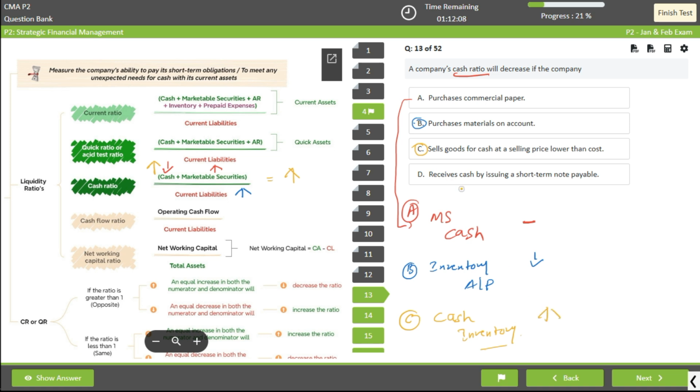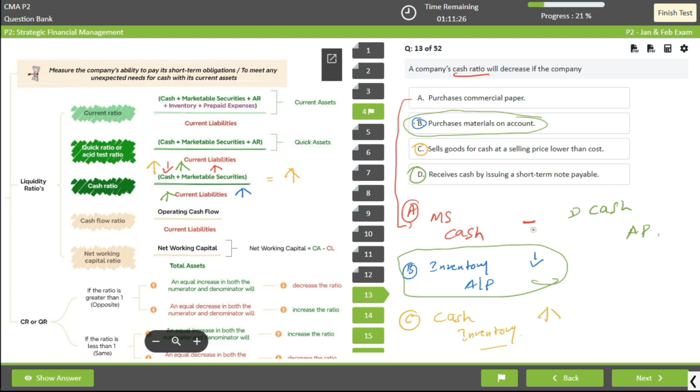Now fourth, receive cash by issuing short-term notes payable. So in this what happens? You are receiving cash, and you are crediting your notes payable. So in this what happens, your cash is increasing as well as your payable is increasing. So there is an equal increase, so the ratio can either increase or decrease. So the correct option they are asking for, the cash ratio will decrease. So the cash ratio is decreasing in option B.